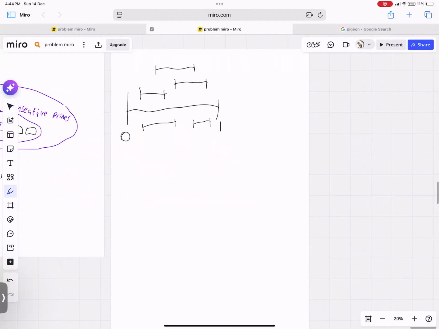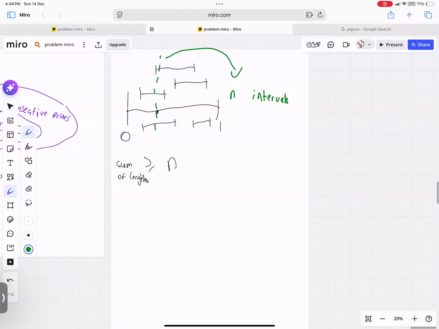And the length of these segments is at least, say, some number n. Show that there is some point which belongs to n of the intervals. N is a natural number, right? Yes, n is a natural number. Can you repeat?